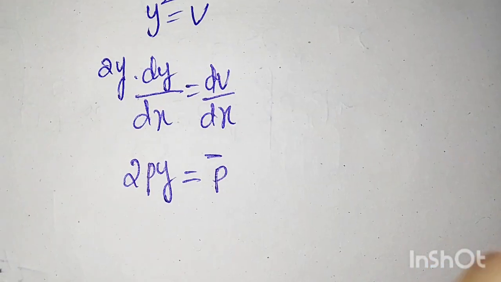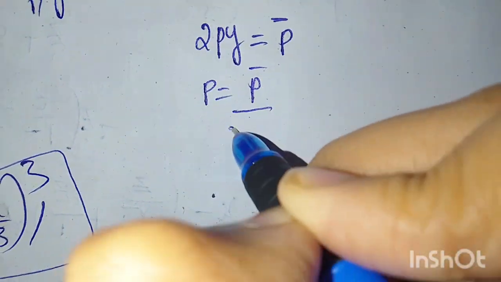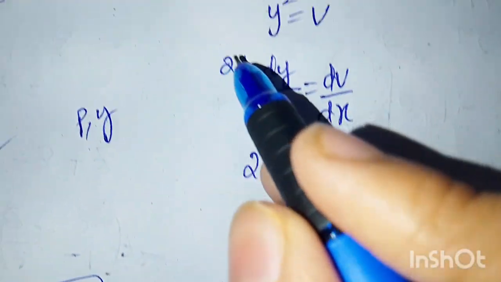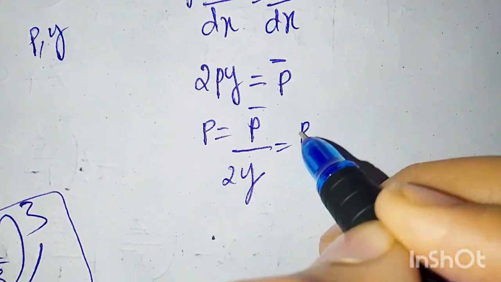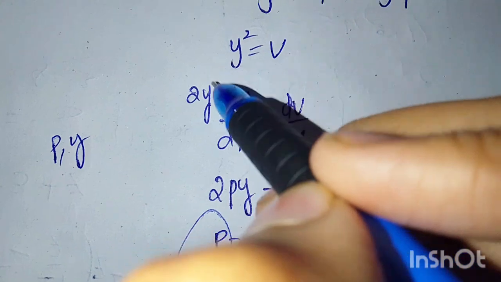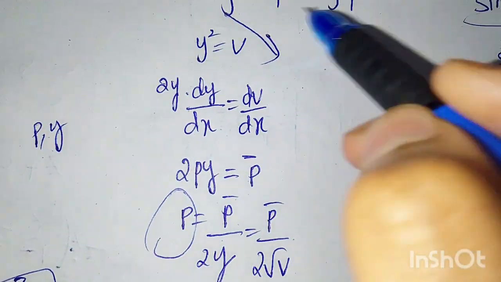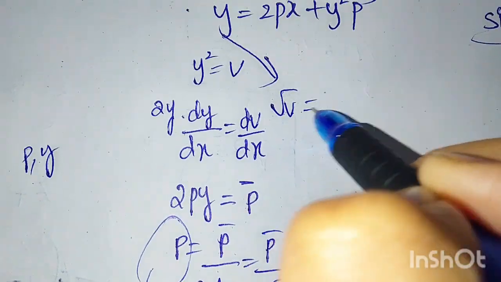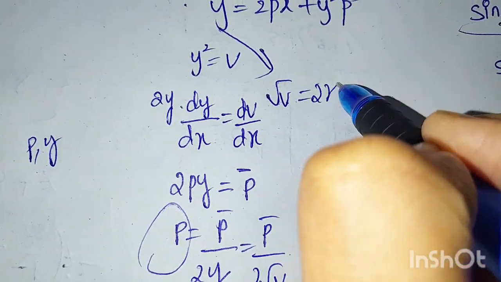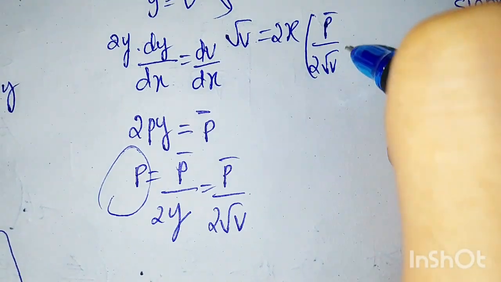I don't want p and y, I have to change. So see, p is equal to, I write p bar by 2y. So what is y? y square is v, so y will be root v. So p bar by 2 root v. So now I'll change p and y and y square. So I'll write this as y is equal to, then, root v is equal to 2x, what is p value? p bar by 2 root v.